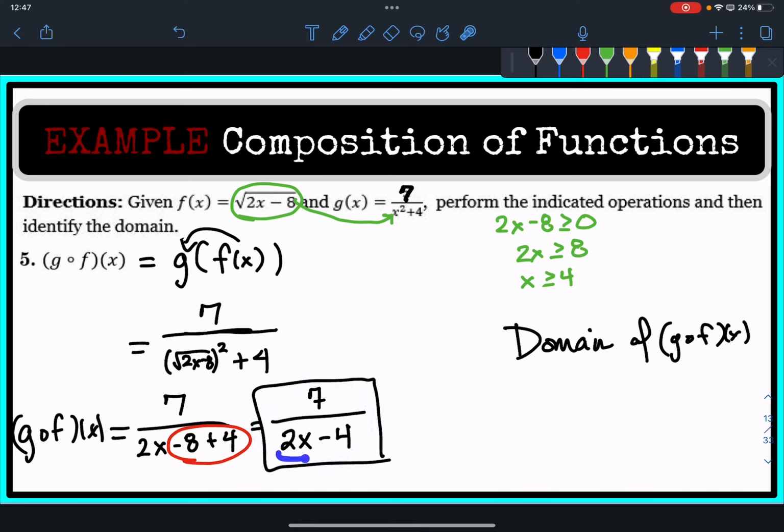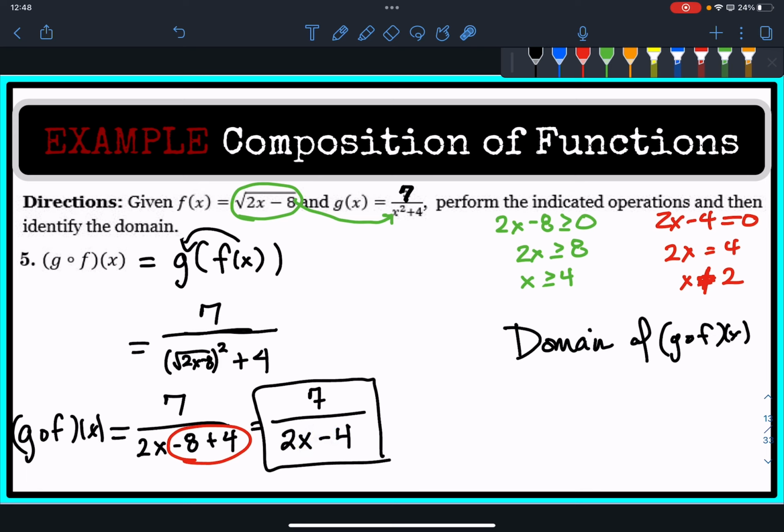Well, right here, because this has a denominator, this also has a restriction. For this one, we're only allowed to plug in numbers just as long as 2x minus 4 doesn't equal 0. So solving this equation, we'll add 4 to both sides, divide by 2, and we get that x equals 2. So that number gets excluded from the domain. So x cannot equal 2, because if it does, then 7 is going to be divided by 0, which again is undefined.